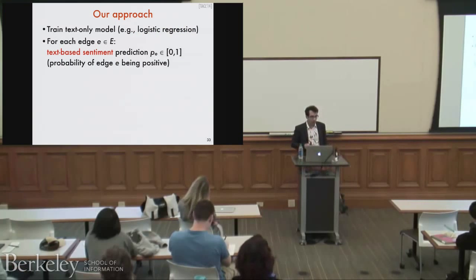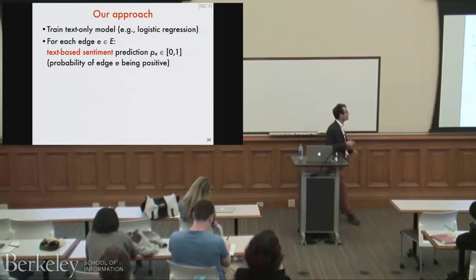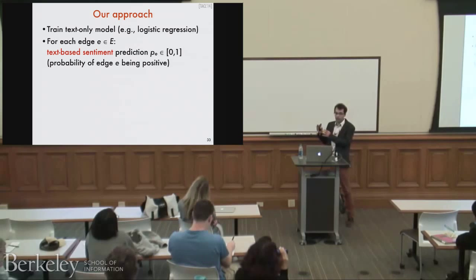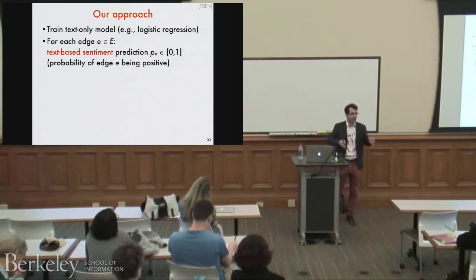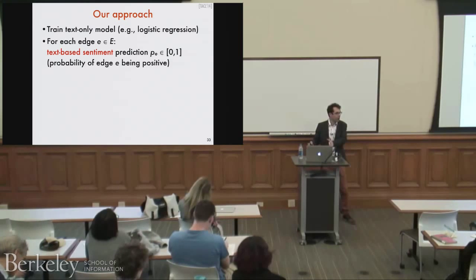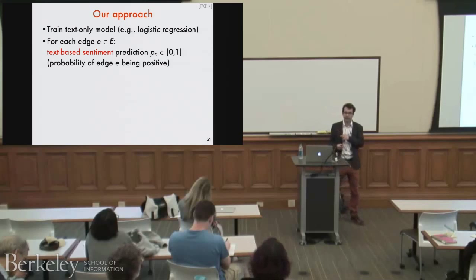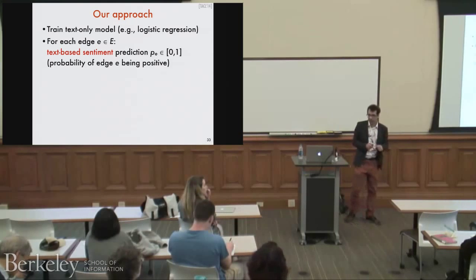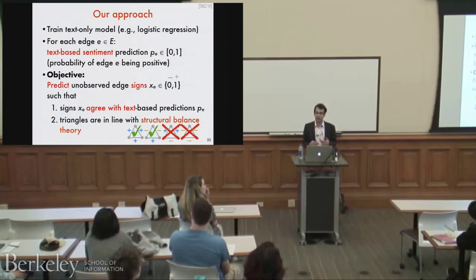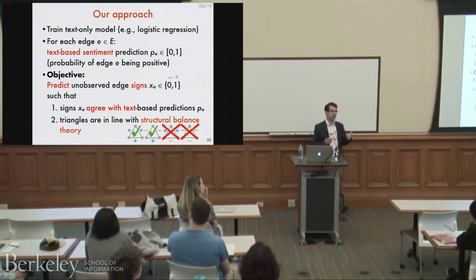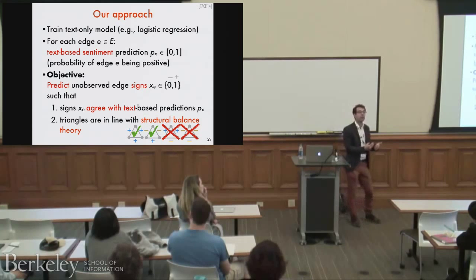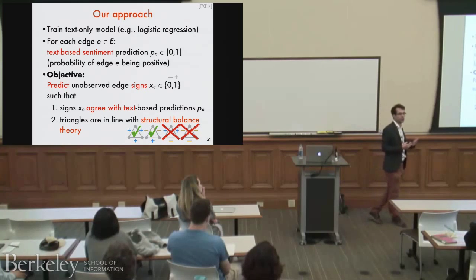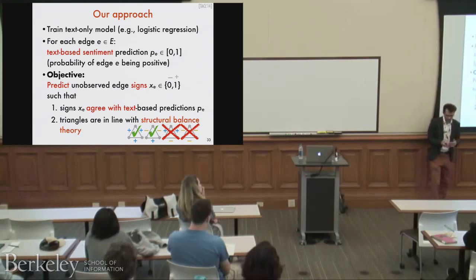Okay, so here are more details about how we go about solving this. We start with a text-only model. That's basically the NLP approach that I outlined earlier, such as a logistic regression, for example, where you would take only the words as input, and the task is to predict the sign of the message, positive or negative. Now, this gives you a text-based sentiment prediction, which is basically a probability that the edge is positive. Okay, and now the objective is to predict the signs of the unobserved edges such that, 1, you stay close to the predictions that come from the text only, and 2, you create triangles that are in line with the predictions of structural balance theory, such as a friend of my friend is my friend, and so on.